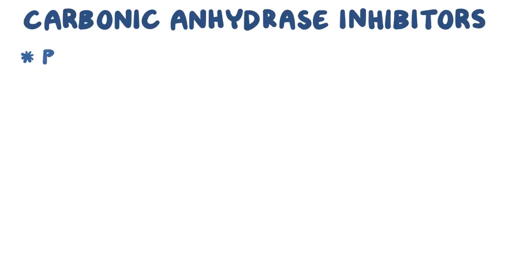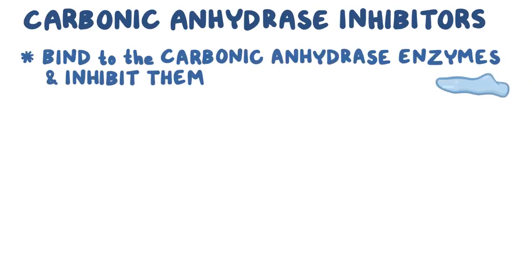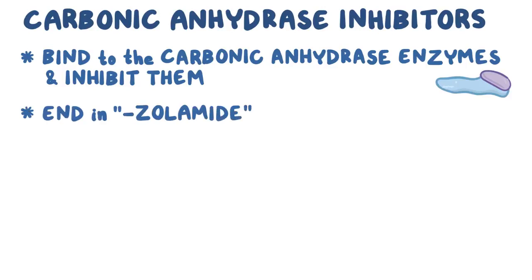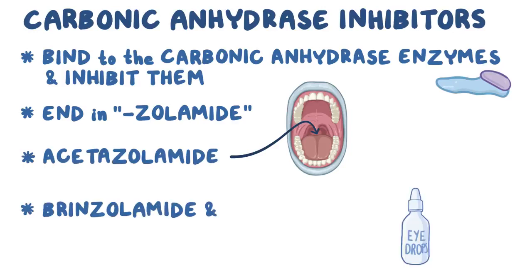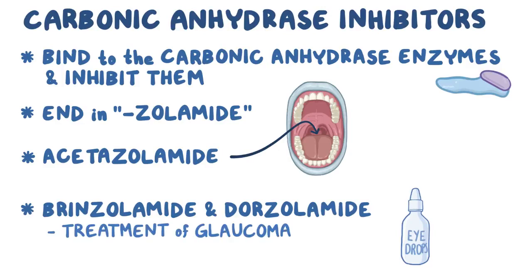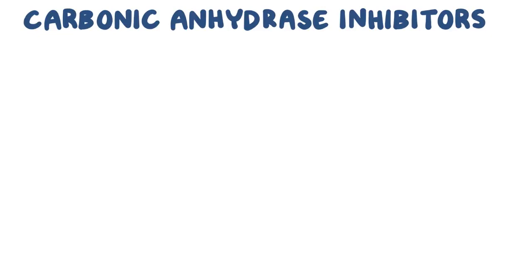Okay, so carbonic anhydrase inhibitors bind to the carbonic anhydrase enzymes and inhibit them. These medications usually end in zolamide, and some can be administered by mouth, such as acetazolamide, while others, such as brinzolamide and dorzolamide, can be administered as eye drops for the treatment of glaucoma. But let's focus on the kidney-related uses first.